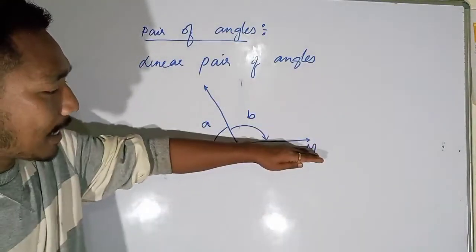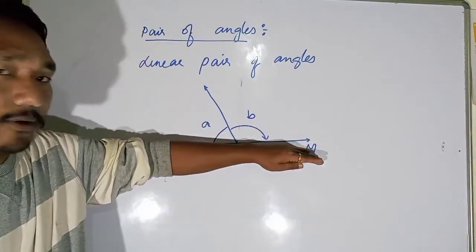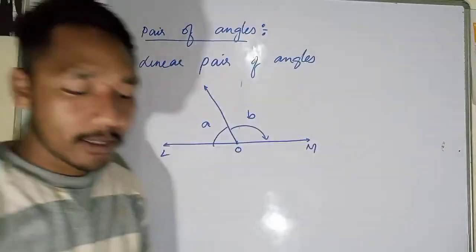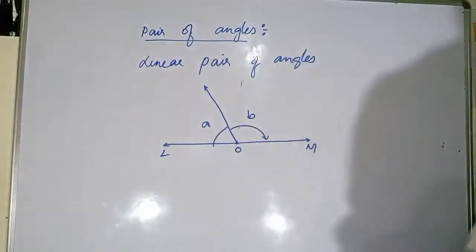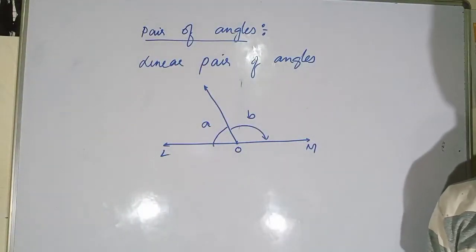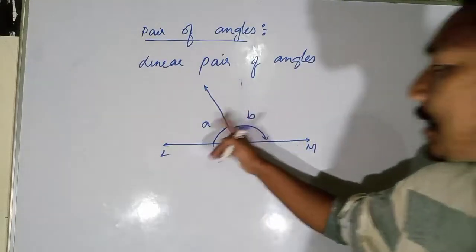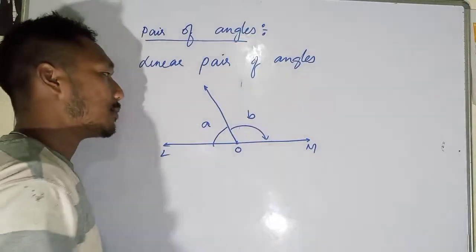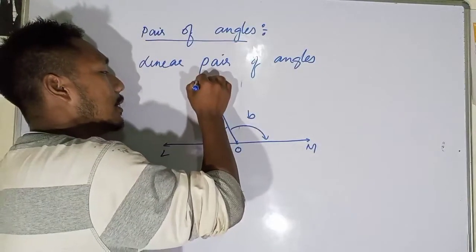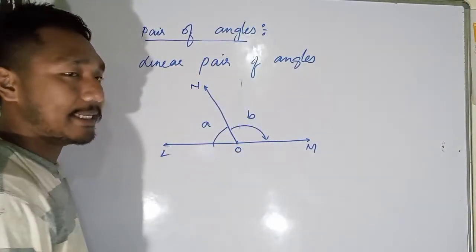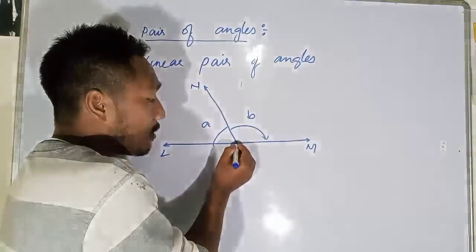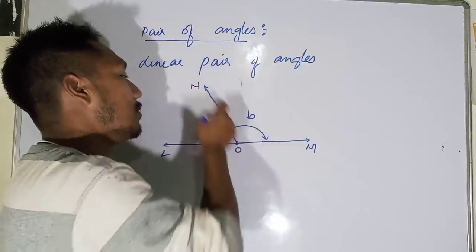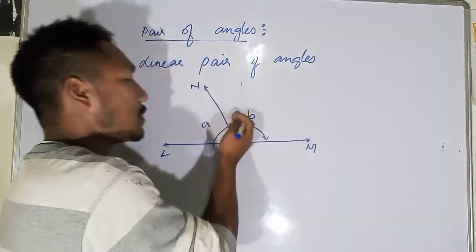On one straight line, the angles are forming on both sides. This type of angle is what we call linear. This angle can also be known as an adjacent angle. Why? Because they have the same vertex and their ray ON is common to this angle also.